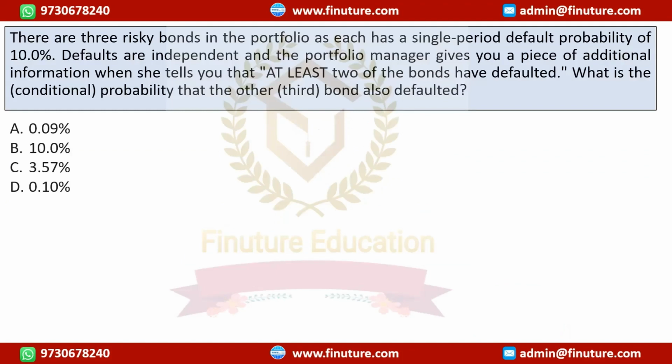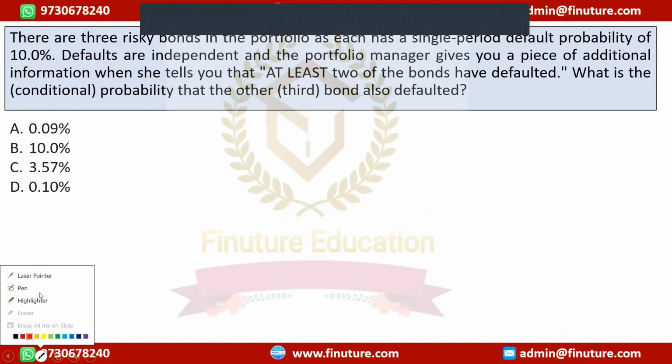So this is the question that we would be covering today. There are three bonds in the portfolio, and each single bond has a probability of default of 10%. Defaults are independent. The portfolio manager gives you some additional information that at least two of the bonds have defaulted. What is the probability that the third bond will also default?